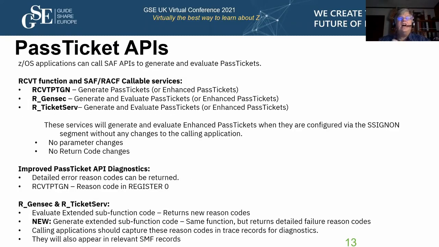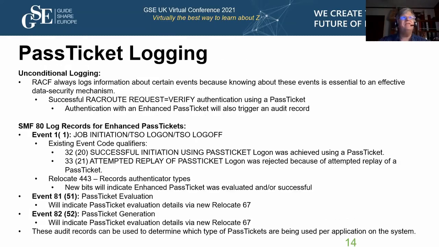All right. The callable services that one uses if you're generating these pass tickets in a z/OS environment are CVT PTGEN, which is actually a field in the RCVT in storage. You basically branch to it with a parameter list, or R_GenSec, or R_Ticketserv. These don't change whether you're generating a pass ticket or an enhanced pass ticket. It's really the specification of the options on that SSIGNON segment. But what we did do is enhance, for enhanced pass tickets and in a few other cases, the diagnostics that come back when something doesn't work, the generation doesn't work, or the evaluation fails for one reason or another. You get some additional information, and that is quite useful when something has been misconfigured.